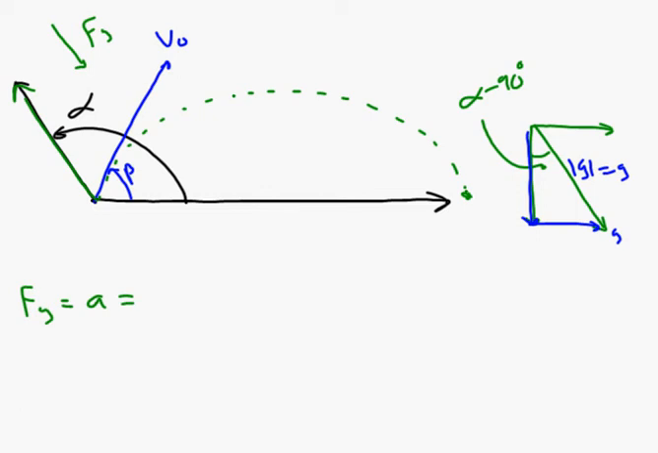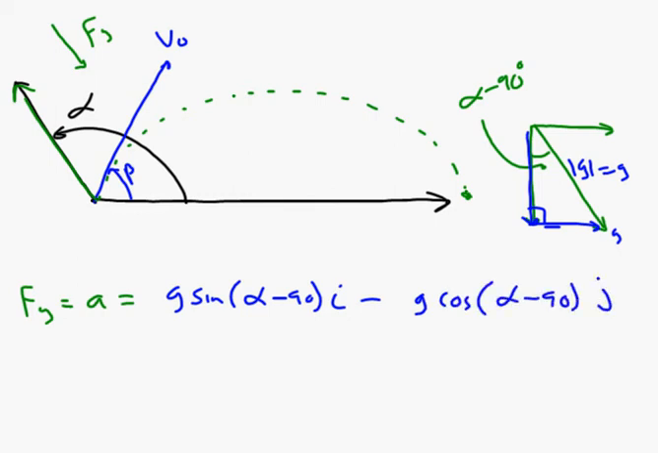So just some trig again in this triangle. Here we have opposite over hypotenuse. So you're going to have G times the sine of alpha minus 90 times I, minus G times the cosine of alpha minus 90 times J. And that's coming from here. This piece right here is G cosine of alpha minus 90, and then across from that, alpha minus 90, here's the G sine of alpha minus 90.